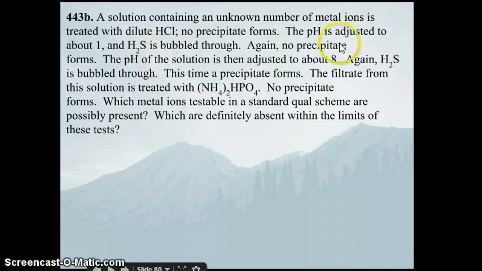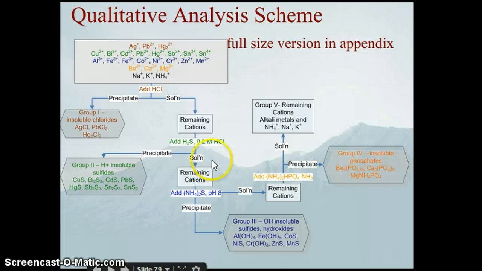And then, again, no precipitate. Okay, then the pH of the solution is then adjusted to about 8. More hydrogen sulfide is bubbled through. This time a precipitate forms. So we go back to our qual scheme. So here we are here. We added ammonium sulfide, made it basic, and we got a precipitate. So we can conclude that at least one of these 8 species is in our solution, in our original solution. Could be 2 of them, could be 3 of them, could be all of them, but at least 1 is in there.